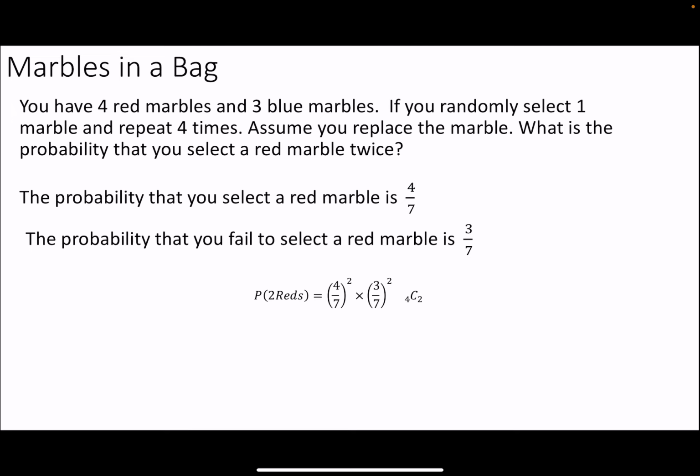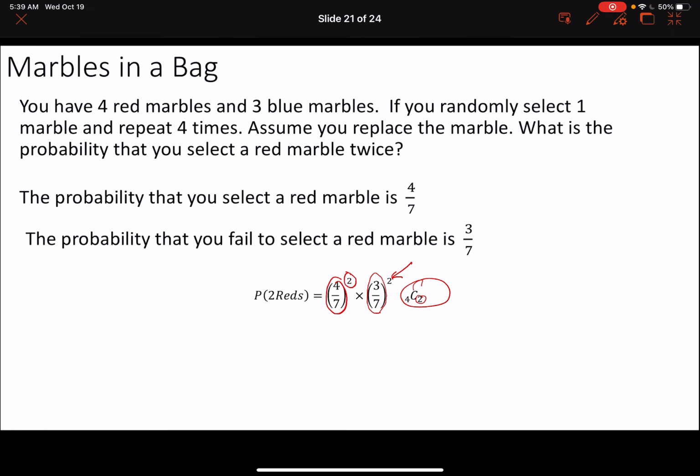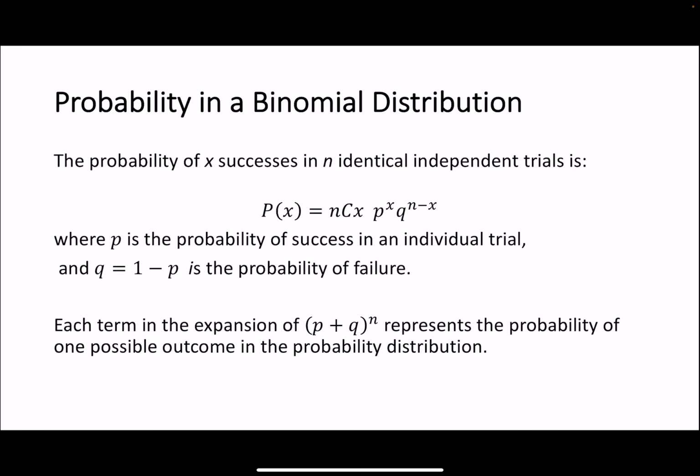So the probability of 2 reds is the probability of a red, to the power of however many successes we're looking for, multiplied by the probability of a failure to the power of the number of failures we have, multiplied by 4 choose the number of successes. And that's a general formula.